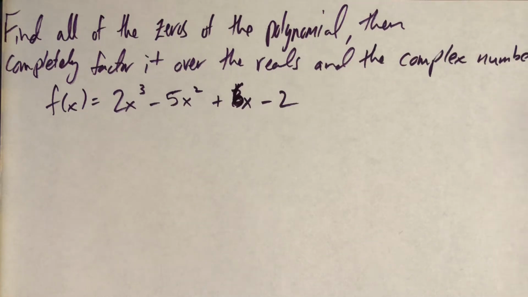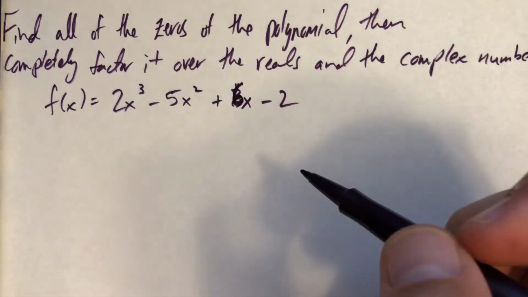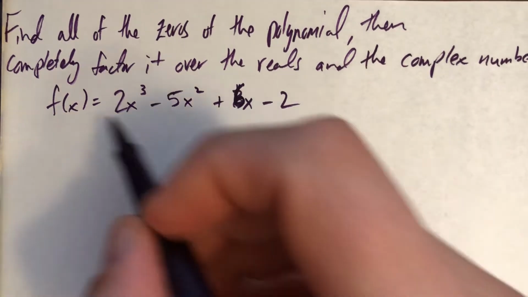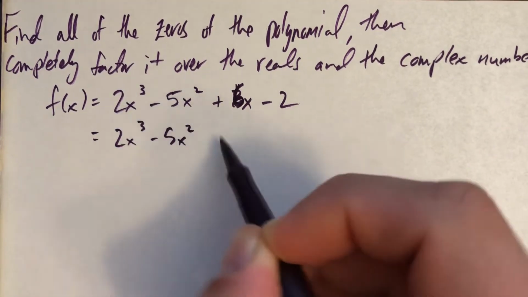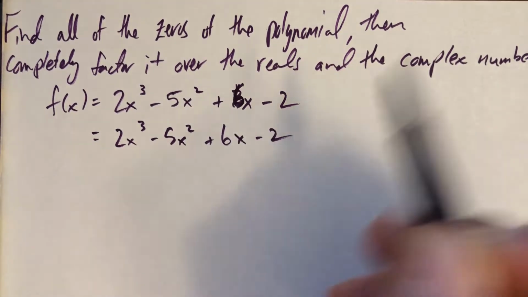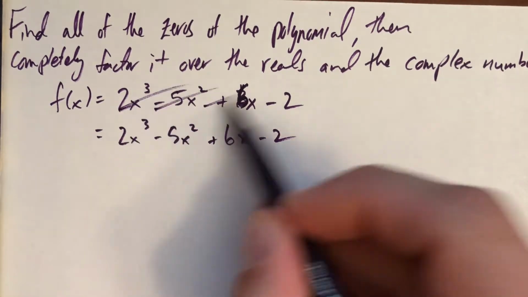Okay, well let's work this one. So we want to find all of the zeros of this polynomial, and then we want to factor it over the real numbers, and then factor it over the complex numbers. Wow, looking at this, it doesn't really look that great. Let's rewrite that. So this is 2x cubed minus 5x squared plus 6x minus 2. Okay, that looks a little better.